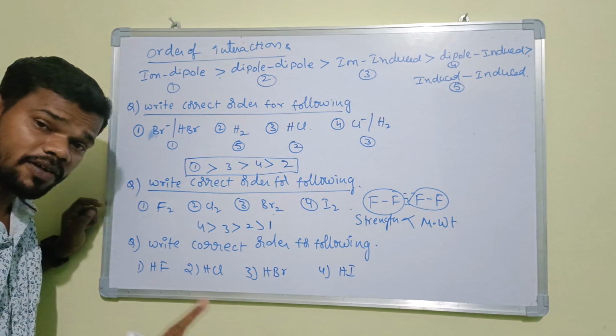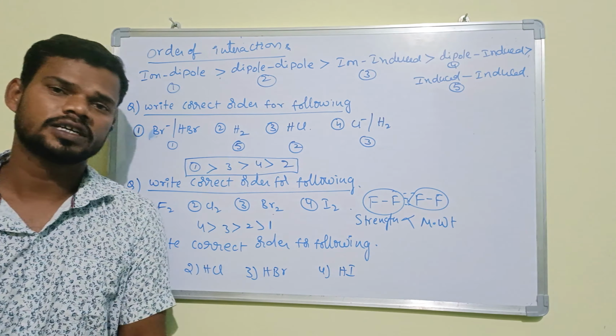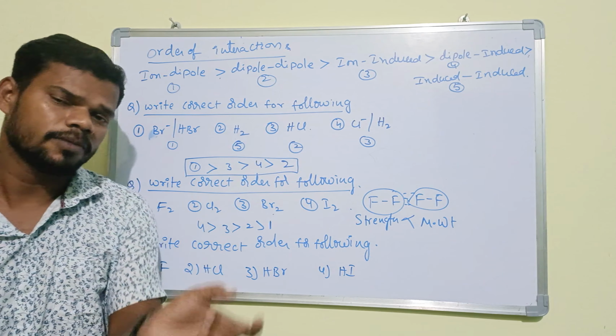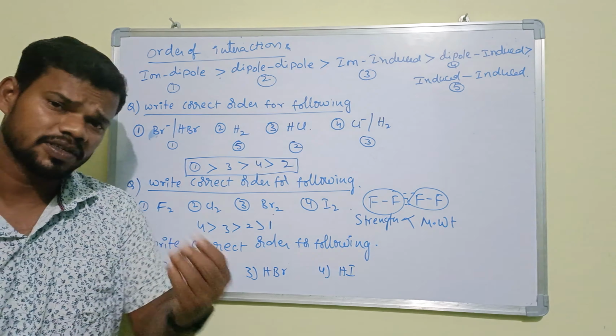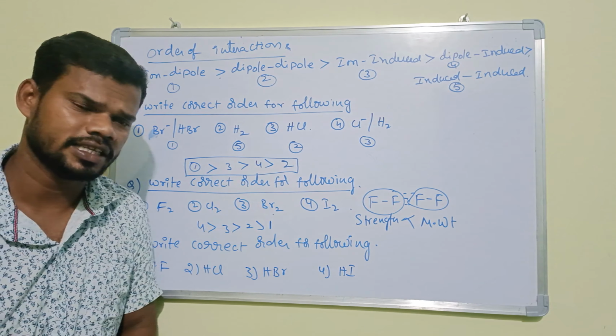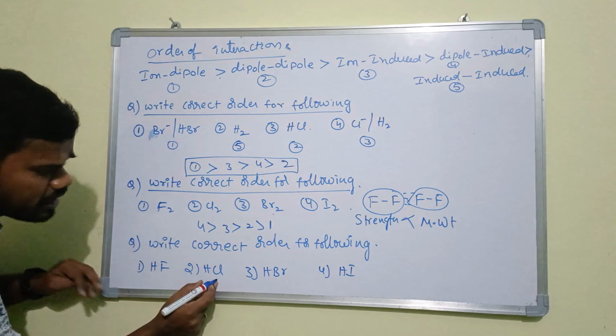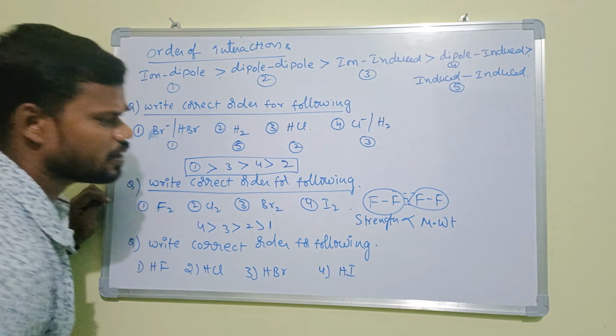If all are having the same type of interaction, how should we compare? Depending upon the molecular weight. Whichever has the higher molecular weight, we can say has more strength. Then one more thing: the HF molecule, the HCl molecule, the HBr molecule, then the HI molecule here.